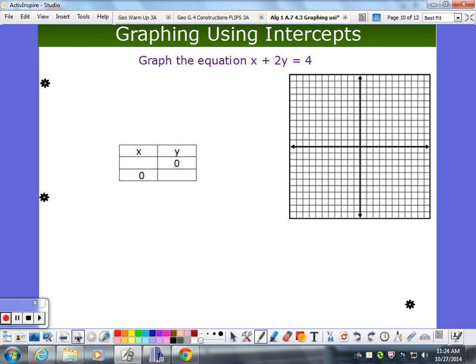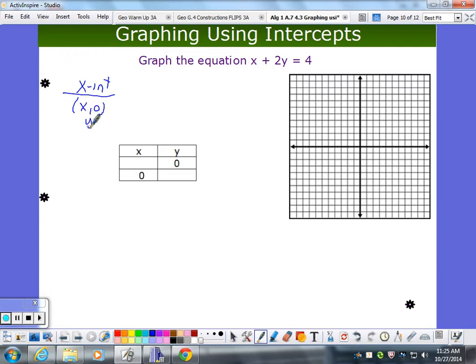I hope we can do a couple of other easy ones. So I have another example here. All right, so let's just look up here. Okay. So we're going to graph this using the intercept method. So to find the x-intercept, what gets set to 0?